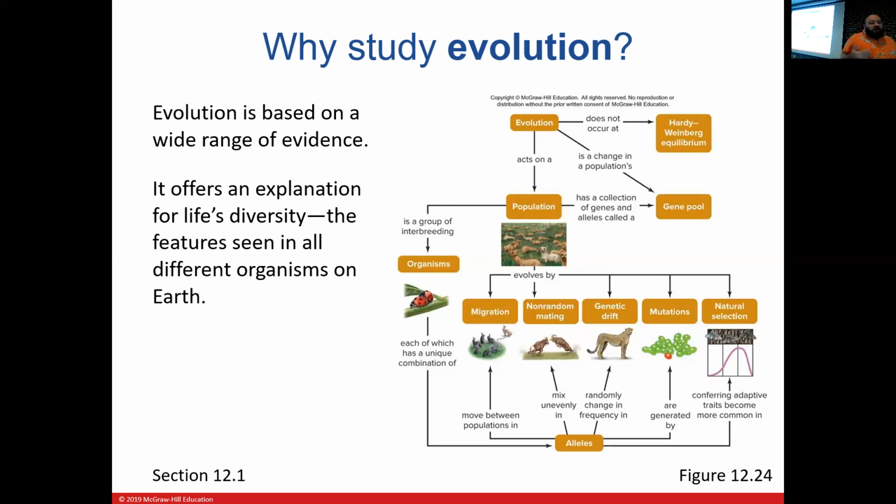So thus, evolution offers an explanation for the life diversity that we have. The features seen in all these different organisms on Earth have arrived either independently or from the same shared common ancestor. And by understanding how all that is interrelated, we can start making judgments and potentially handle conservation aspects, just depending on the situation.